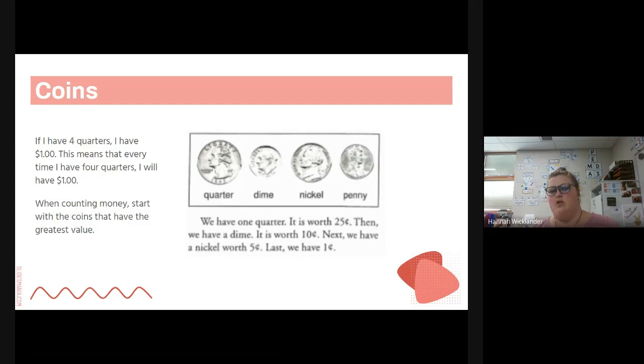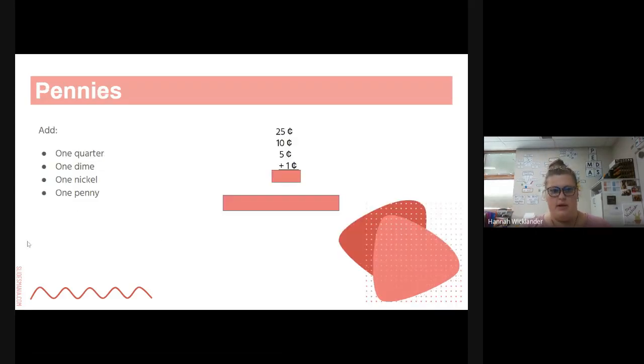When counting money, start with the coins that have the greatest value. So in order from greatest to smallest, it's quarter, dime, nickel, penny. So add these together and type your answer in the chat. 25 cents, 10 cents, 5 cents, and 1 cent. Give me your answer in the chat when you add those coins together.